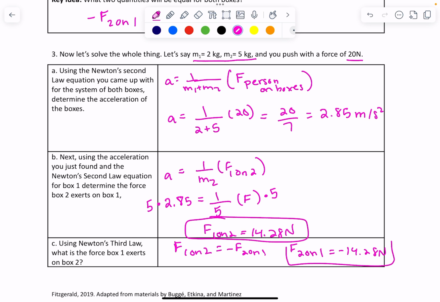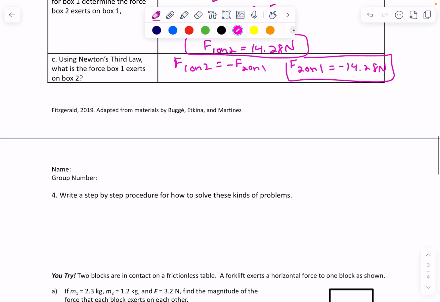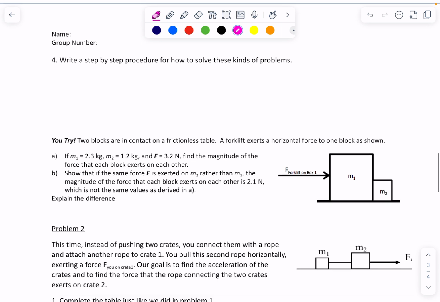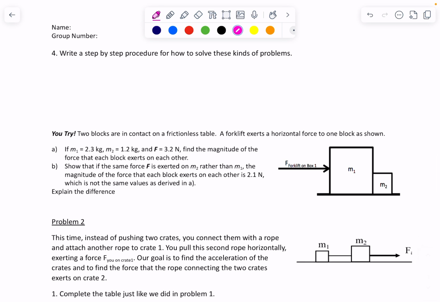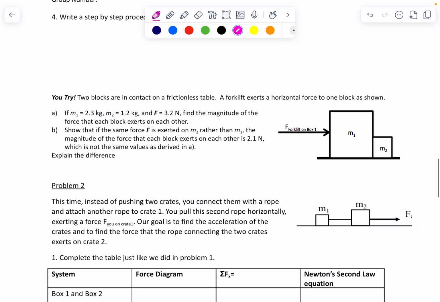I've calculated the forces that the boxes exert on each other using Newton's third law, and I've calculated the acceleration using Newton's second law. So now, you should be able to write a step-by-step procedure for how to solve this, and then solve this similar problem.